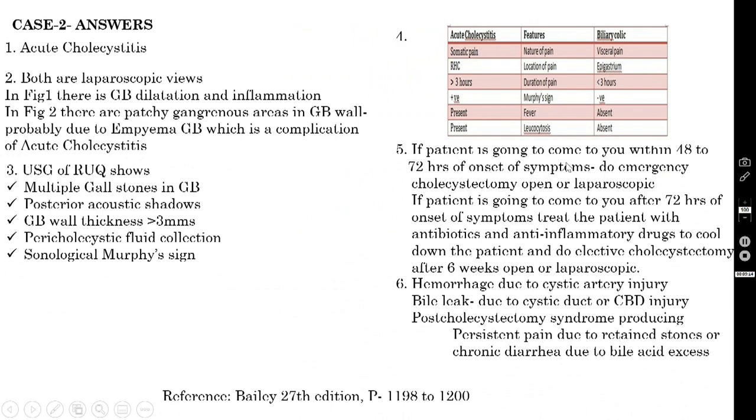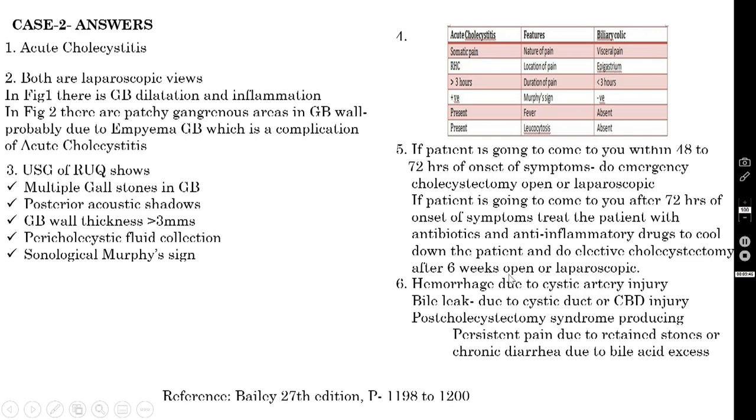So how will you manage this patient? Okay. If the patient is going to come to you within 48 to 72 hours of onset of the symptoms, you have to do emergency cholecystectomy, either open or laparoscopy. If the patient is going to come to you after 72 hours of onset of the symptoms, treat the patient with antibiotics and anti-inflammatory drugs to cool down the patient and do elective cholecystectomy after 6 weeks, either open or laparoscopic.